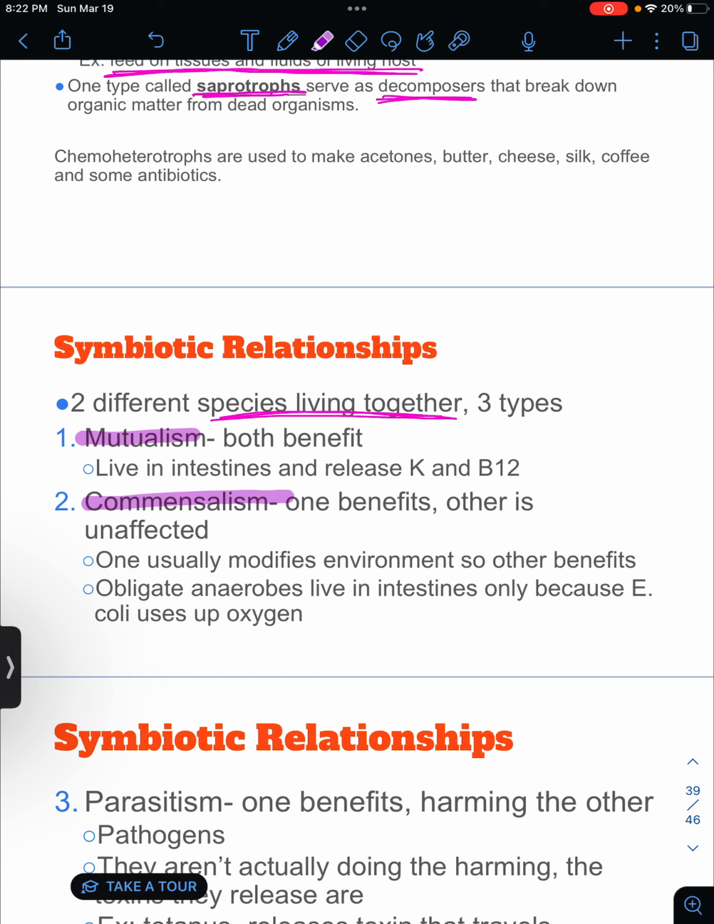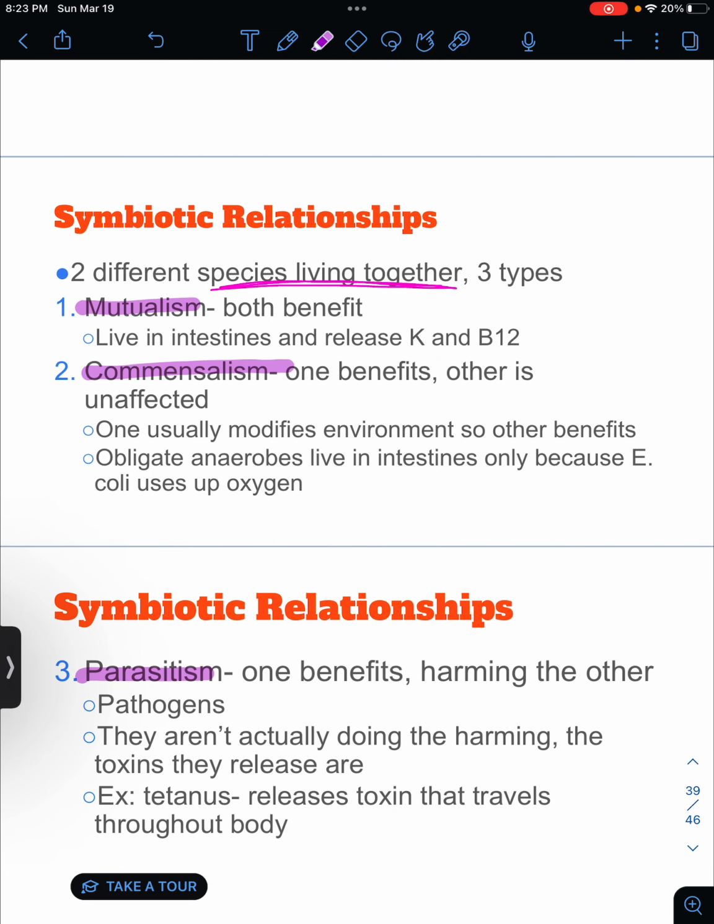It says obligate anaerobes live in intestines only because E. coli uses up the oxygen. So the E. coli uses up the oxygen so that obligate anaerobes have a place to live. If E. coli wasn't there using it up, obligate anaerobes wouldn't be able to be there.